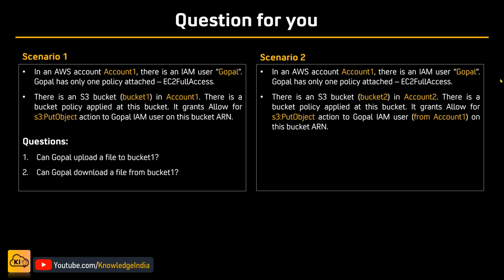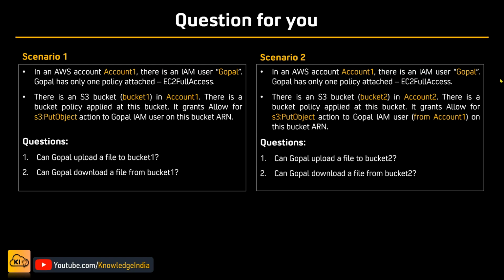Here also the same two questions: whether Gopal can go ahead and upload a file to bucket 2 or not, and can Gopal download a file from bucket 2 or not. So these are the questions which you need to answer, right? The only difference is that in the first scenario, the bucket and Gopal are both in the same AWS account. In the second scenario, the bucket and Gopal are in two different AWS accounts. So go ahead and try to answer this in yes or no.